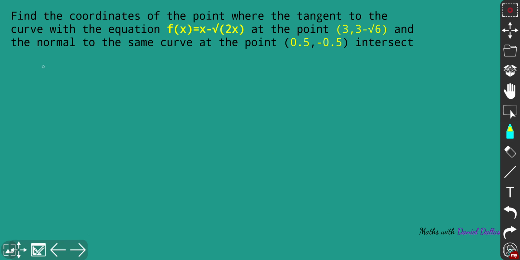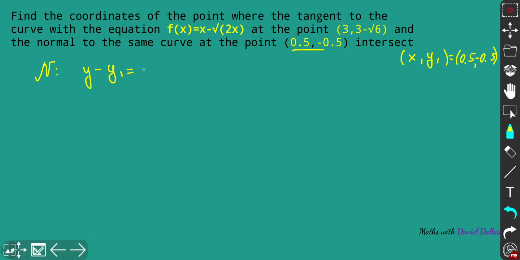So what's the difference? If we try to find the equation for the normal, it works almost the same. In this case, I'll take x1 and y1, the point on the curve where we take the normal. So it's going to be 0.5 in our case, 0.5 and negative 0.5. So that's our point according to the statement, and x1 and y1 are the corresponding coordinates.